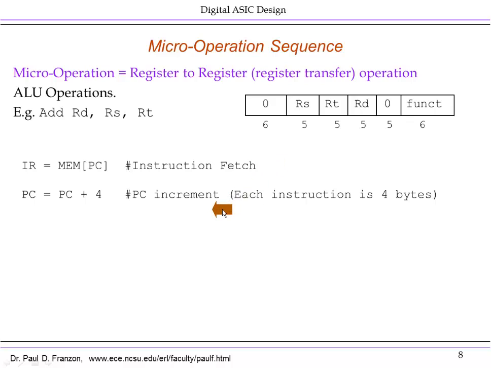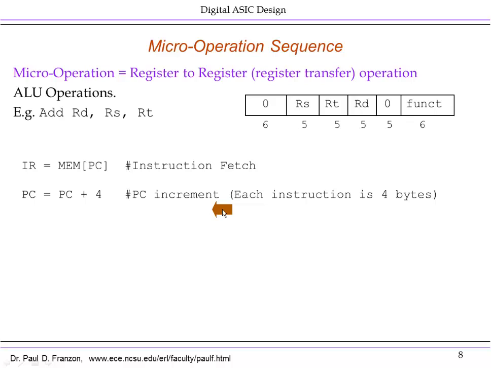The other thing we have to do for each and every instruction is increment the program counter. So we might as well get that out of the way early. PC equals PC plus 4. Each instruction here is 4 bytes long. And this is a byte addressable memory, so we increase the program counter by 4.